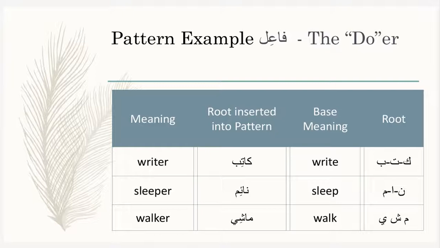So the base meaning, if you see right here, again, the root letters, kaf, ta, and ba. The base meaning is to write. Now, those root letters are inserted into a pattern. Katib means writer. Similarly, noon, hamza, meem means to sleep. These are root letters. But when you put it like this, Naim, it means sleeper. So again, as we were saying, there is always a pattern in which the root letters are put in, and the way the pattern is defined is what defines the meaning of it. Okay? All right.